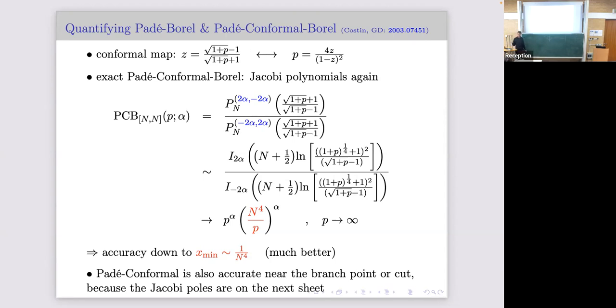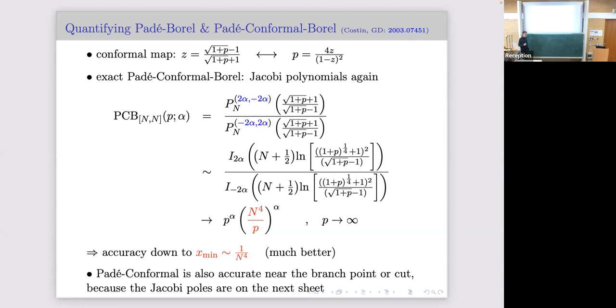So this tells you that with exactly the same information, n coefficients, if you do this conformal map and then Padé, instead of being able to extrapolate down to a point that scales like 1 over n squared, you can go like 1 over n to the 4th. If n is 10, that can be a big deal. Okay? It's just a simple scaling. I have no idea why nobody did this. It's very instructive.